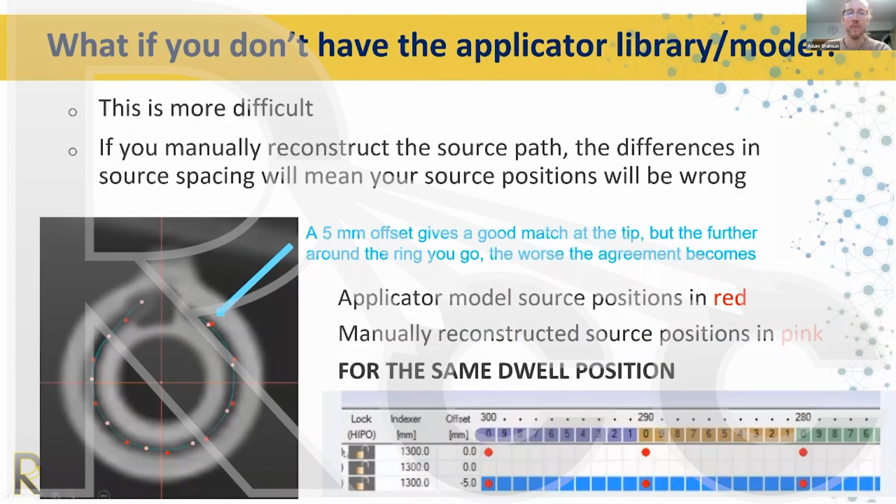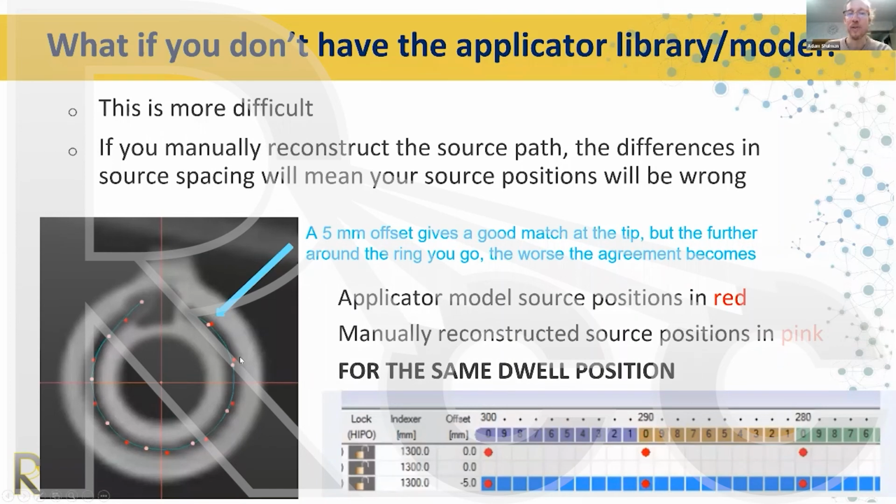And we'll explain a few concepts here. So here, which one is it? Red. So the applicator model source positions are in red. So this is where the source would actually be. And in pink, we've got manually reconstructed source positions. So this is manually reconstructed. And so you can see on this side, they agree pretty well, but by the time you get to this side, they're really different. Okay, so manually reconstructed with equal step sizes, they become really different.